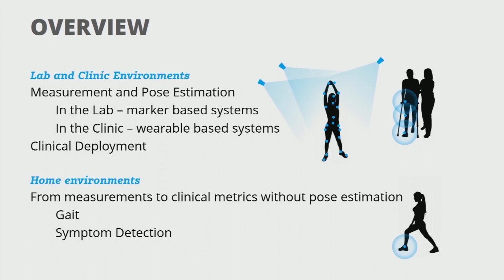And finally, in home environments, we would like to have an even lighter weight sensor framework. Maybe we can leverage some of the existing technology with smartwatches and activity trackers, but we would like to move beyond simple activity tracking to generate more detailed measurements. But perhaps we can generate clinical metrics without pose estimation. And I'll highlight two projects that we've been working on in this area. One is looking at gait, and the other at symptom detection for Parkinson's disease.